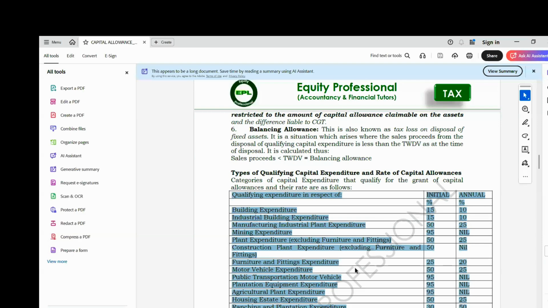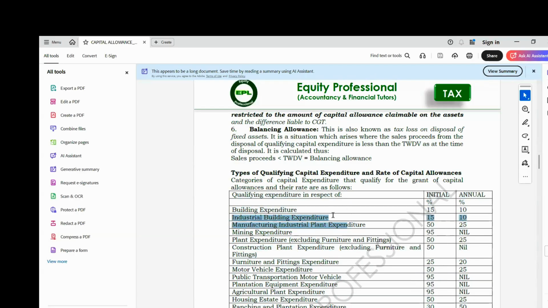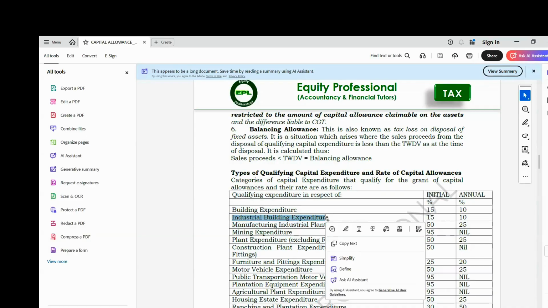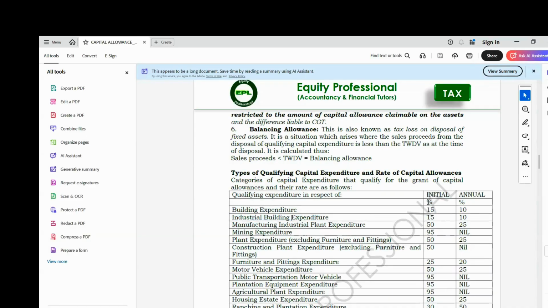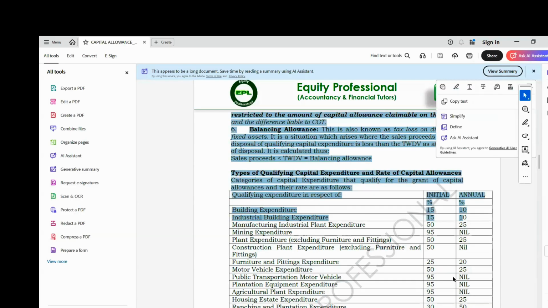So the first thing I need is a factory building. Factory building. So that's it. If you look at this table now, that is what we have: a building expenditure. We also have industrial building expenditure. So factory building, that is industrial building expenditure. Initial allowance is 15%. Annual allowance is 10%.